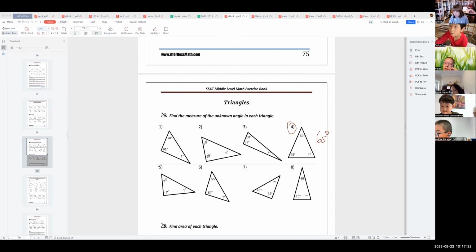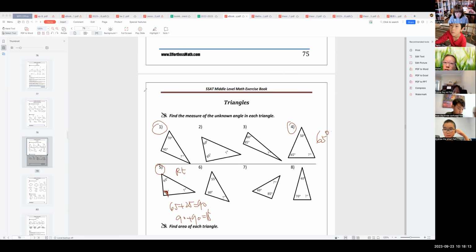Okay, number 5, Evan. Can you tell me what is the answer for number 5? Is it 25? 那我们看看 25 对不对。Okay, so 65 plus 25 equals 90. 90 plus 90 equals 180. Very good. Evan, can you tell me what is the name of this triangle? Right triangle. It has an angle which is 90 degrees, get it?